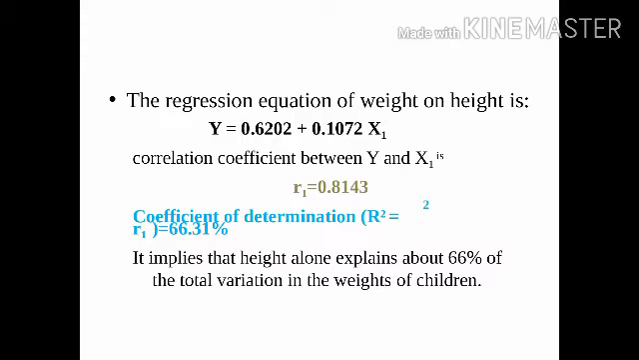And here we also get the coefficient of determination, which is considered as the square of the correlation value. So that is the square of 0.8143, which gives 66.31%. That is considered as the coefficient of determination. That implies that height alone explains about 66% of the total variation in the weight of the children. Understood? That is, 66% of the variation in weight is explained by the variable height alone.